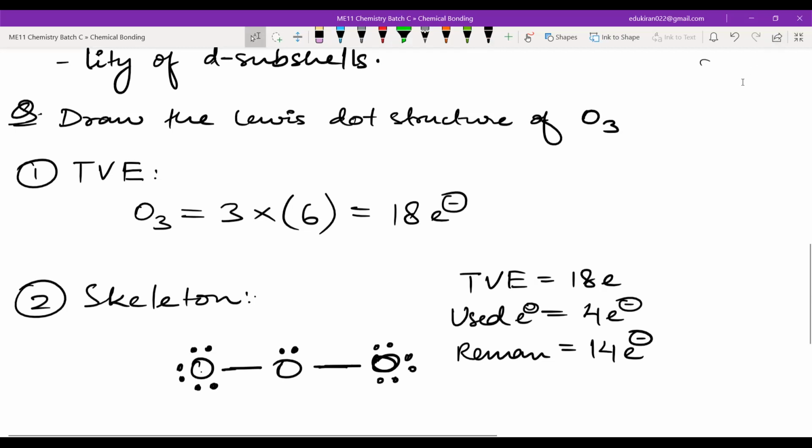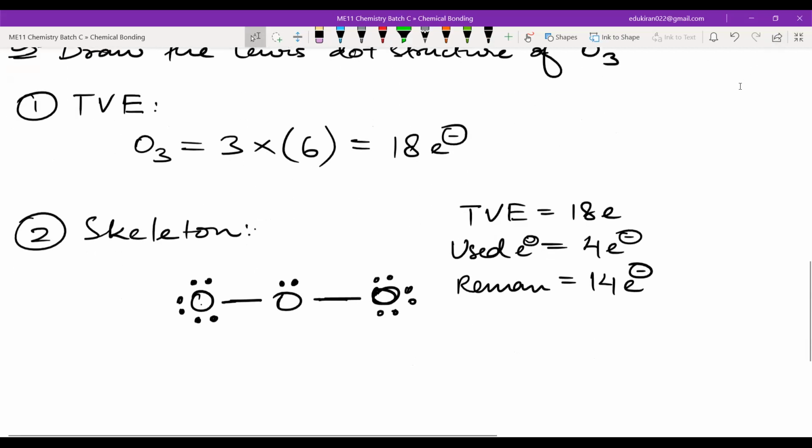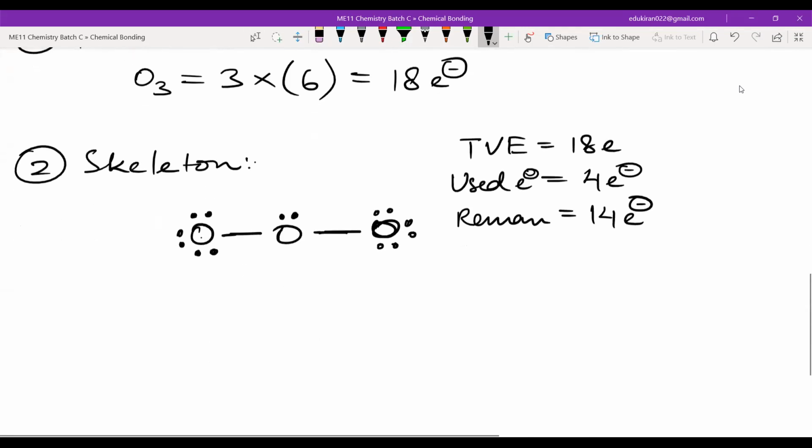Whenever you are filling the electrons in the skeleton, you will start with the surrounding atoms. Oxygen, this is the central atom, and these are the surrounding atoms. Whenever you have to fill the remaining electrons, you will start with the surrounding atoms. Then if you are left with any electrons, you will fill those electrons in the central atom. Now, I will draw the dot structure. You have oxygen. It has 2 electrons. And then you have these 2 electrons which are bonded.